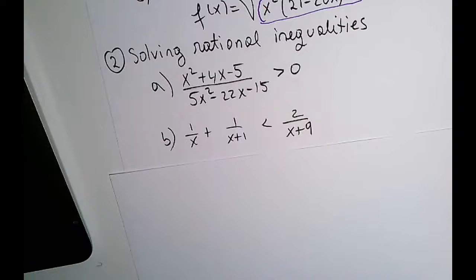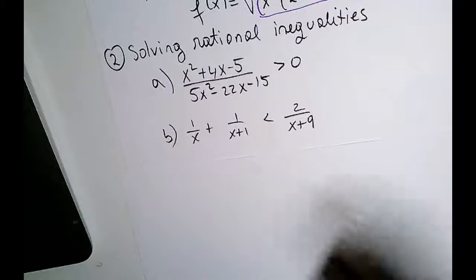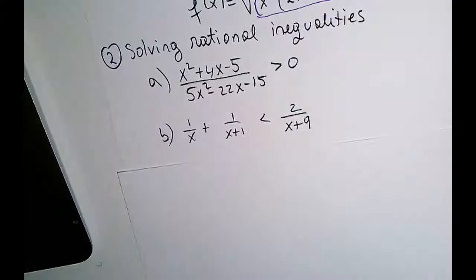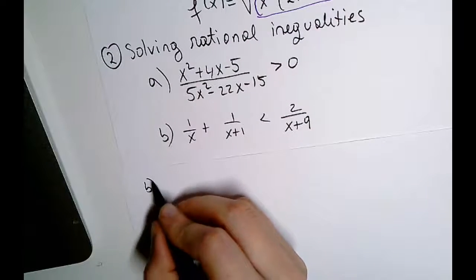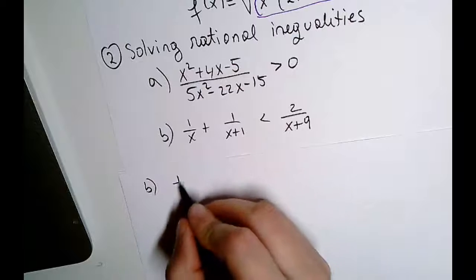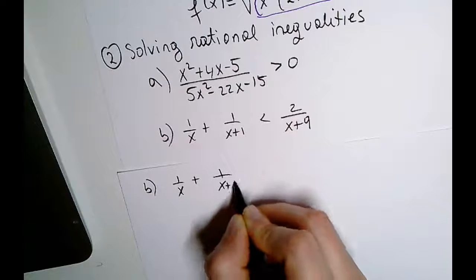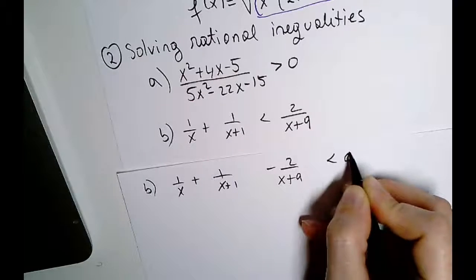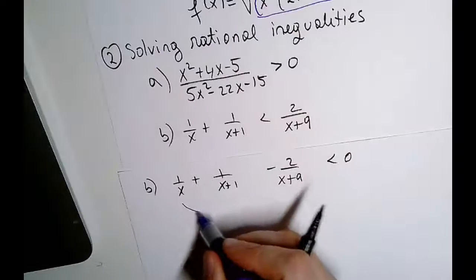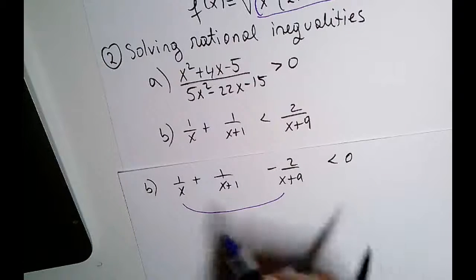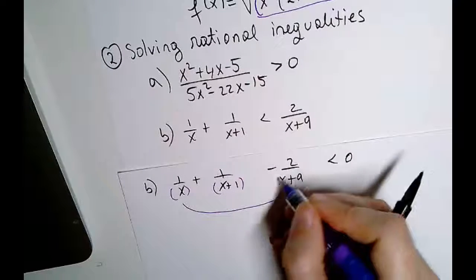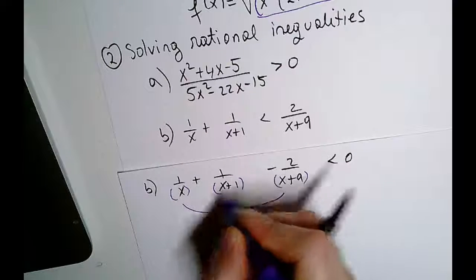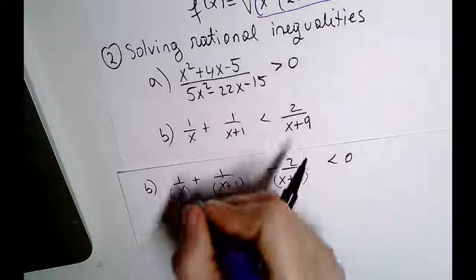For this one, it's not in factored form, so we have to bring it in factored form. So what we're going to do is bring everything to the left-hand side. Minus 2 over x plus 9, and it's less than 0. And then we're going to bring to a common denominator. So the common denominator is all of these factors multiplied by themselves. So x needs the x plus 1 and the x plus 9.